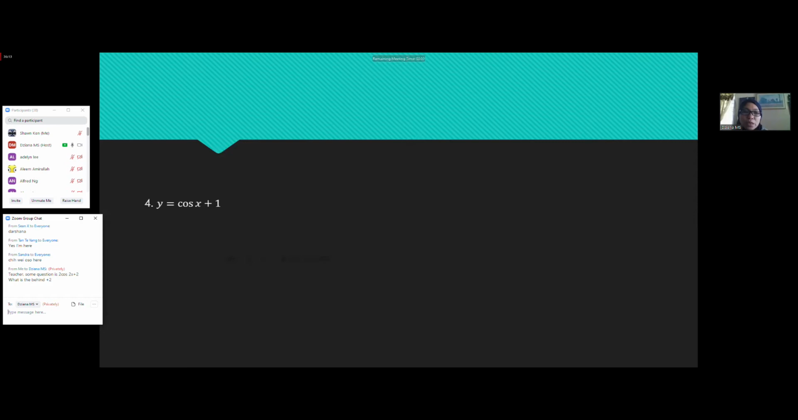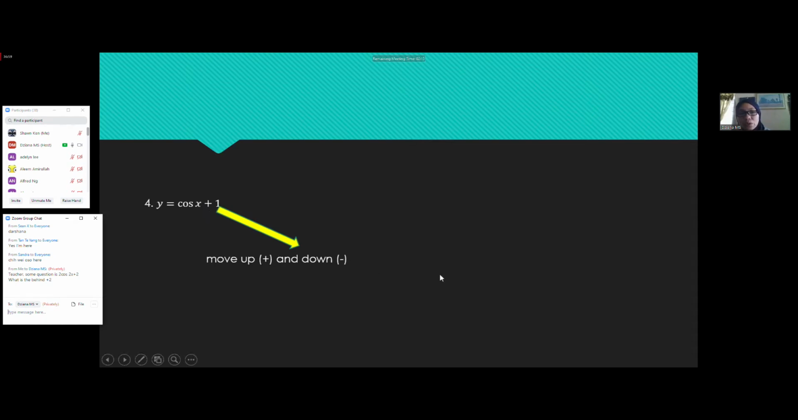Okay, y equals to cos x plus 1. There's plus here, or it can be minus also of any number, plus 3, minus 2, it can be anything. So if you have plus or minus, then you have to move up or move down. Move up if it is positive, shift it up, and if minus, shift it down. So depending on the value, shift the graph that many units up or down, depending on the question. Okay. Positive means that you go up, negative means that you go down.